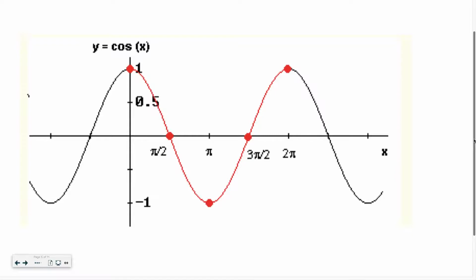This one's a little bit more difficult to draw smoothly and symmetrically. It'll take some practice.